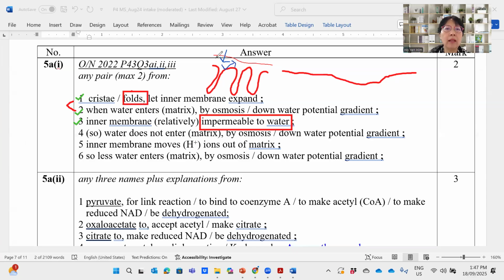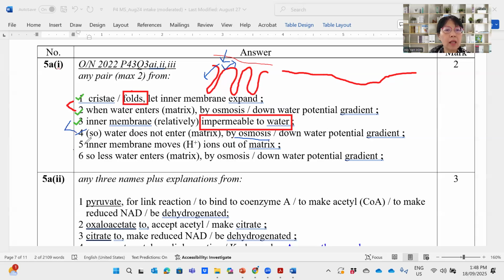So therefore, water enters, then the membrane stretches and bursts, the outer membrane. Inner membrane, the water cannot enter, so it will not change shape. It will not stretch the inner membrane. So water does not enter the matrix by osmosis down the water potential gradient. So these two are related.